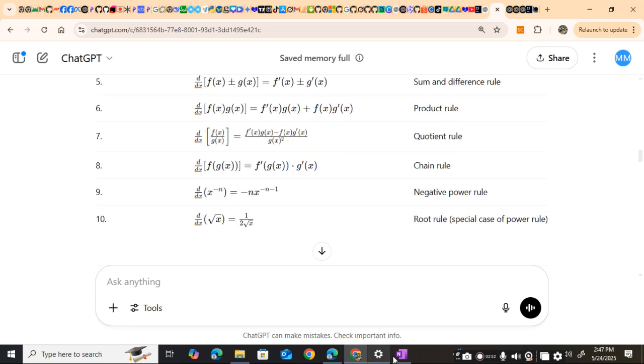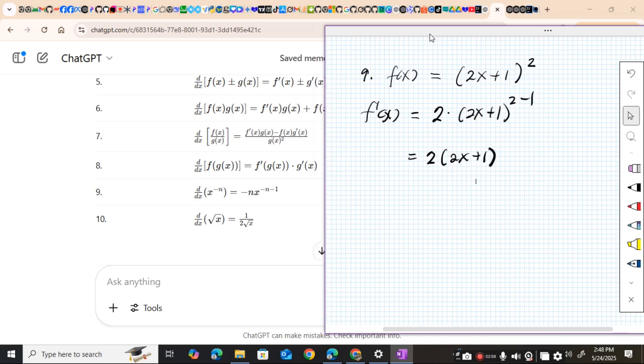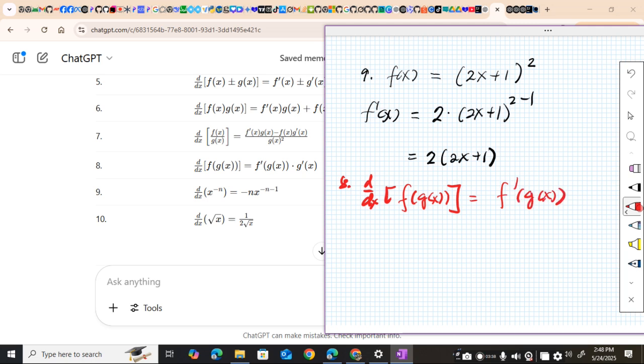So for rule number 8, we have a composite function, f of g of x. That's equivalent to f prime of g of x. But don't forget, you have to multiply it also by the derivative of g, which is g prime of x. So as you can see, this term is the one that we are lacking.